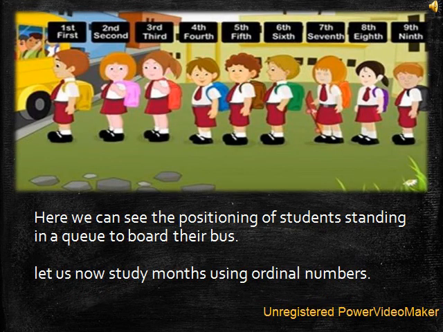Now students, this is the picture representation of ordinal numbers. How we call first, second, third, fourth and fifth. Here the students are standing in a queue. Queue means line. Here the students are standing in a queue to board their bus, to go back home. Okay, they are in school, now they are going back home. So they formed a queue.